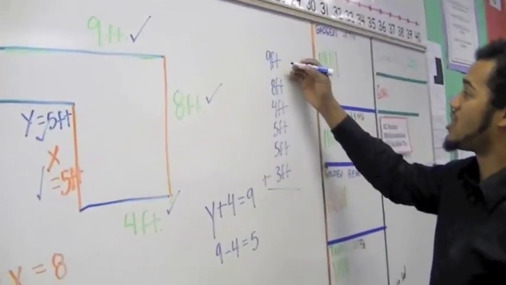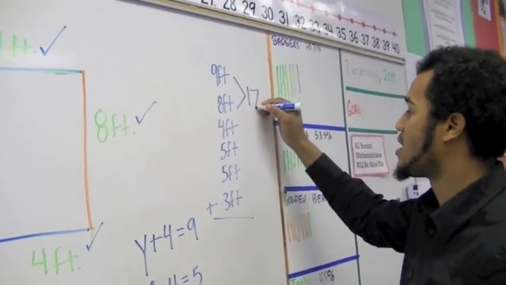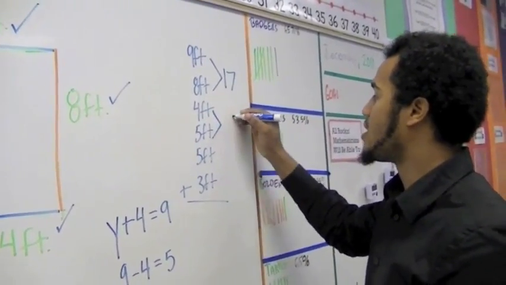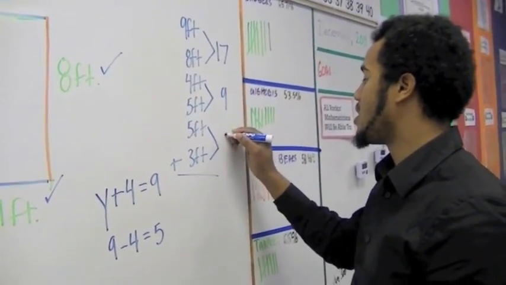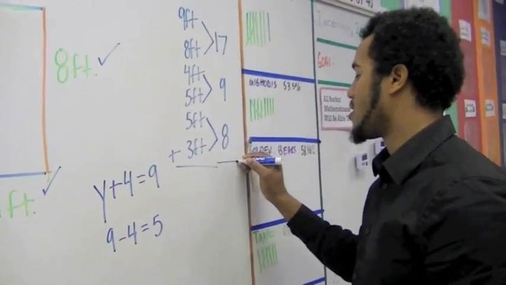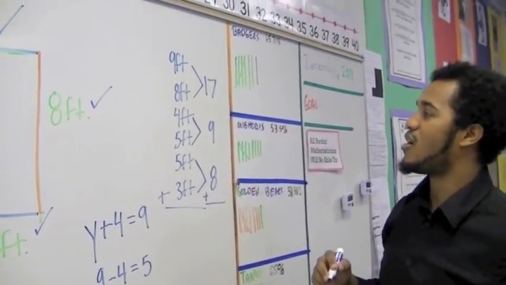Okay, so let's break these problems down easier. 9 plus 8 is 17. 5 plus 4 is 9. And 5 plus 3 is 8. Okay? Please make sure you take the rest of the time to solve the rest of the problem.